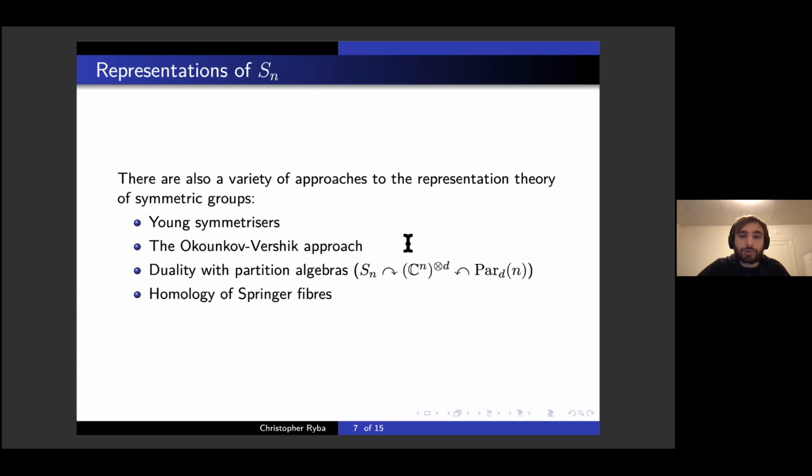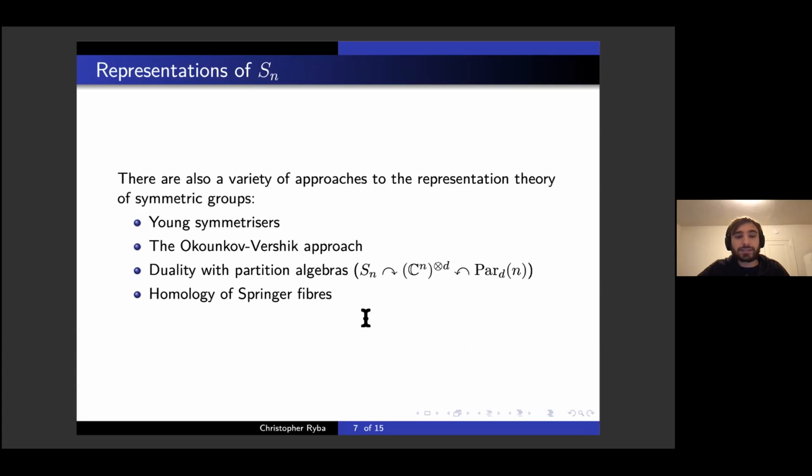A more recent approach is that of Okounkov and Vershik, which works by understanding the branching rules when one restricts from one symmetric group to a smaller one. And it has had a lot of applications, so it's very popular.